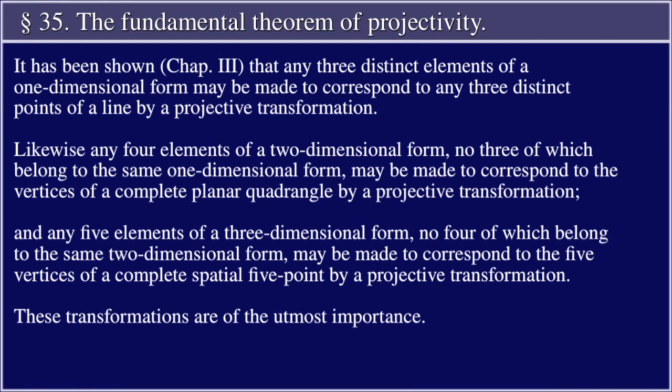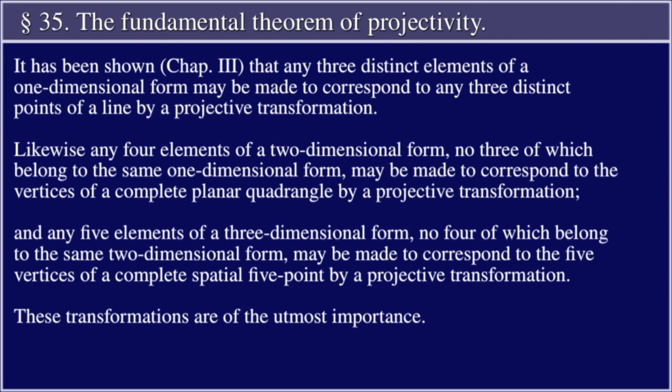It has been shown in Chapter 3 that any three distinct elements of a one-dimensional form may be made to correspond to any three distinct points of a line by a projective transformation. Likewise, any four elements of a two-dimensional form, no three of which belong to the same one-dimensional form, may be made to correspond to the vertices of a complete planar quadrangle by a projective transformation.